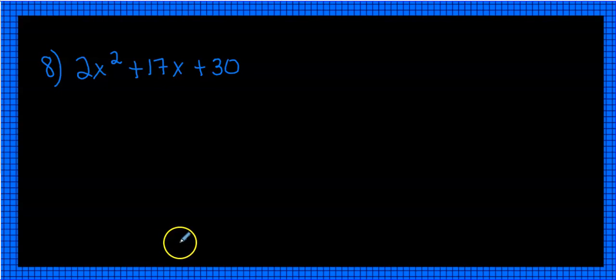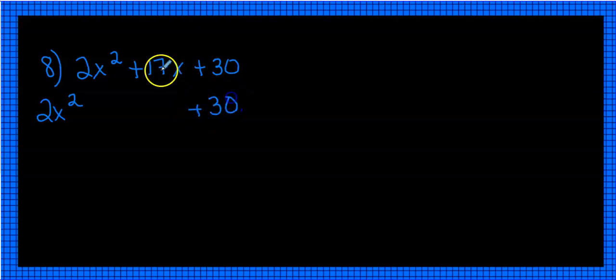Number 8 is another trinomial where my a value is not 1 and there's no greatest common factor I can take out of these. So I know I'm going to be rewriting this as 2x squared, and then I'm going to have two things in here. They're going to both have x's. I don't know yet what they're going to be, and then I'm going to have a plus 30 on the end. So I'm going to have to split this middle term into something.